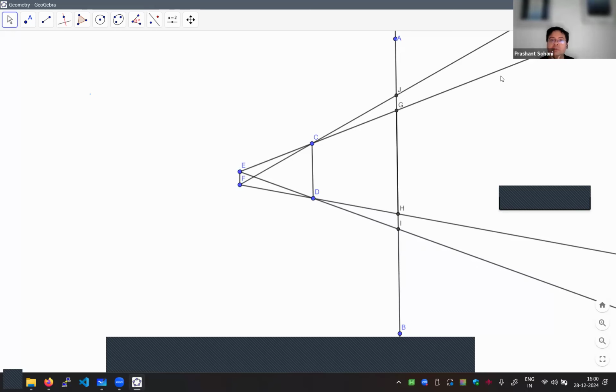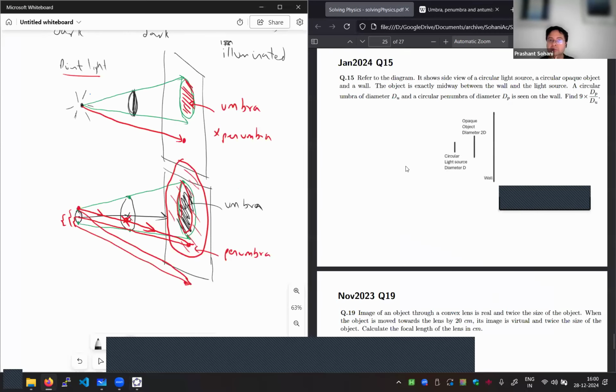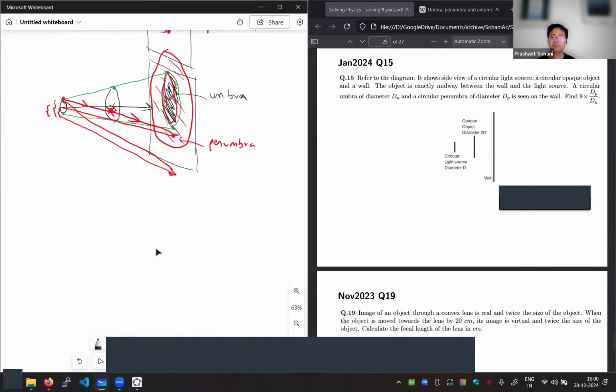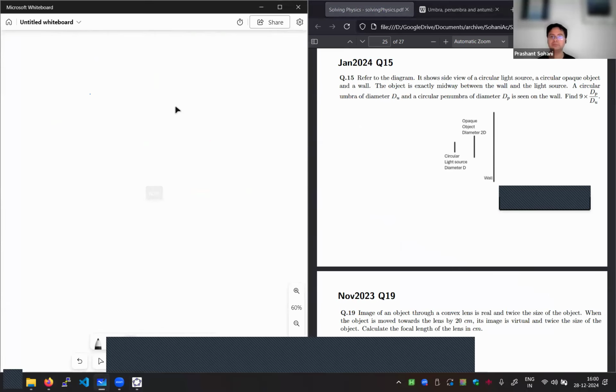Okay. So going back to the questions. Let us see what is happening in this question. Again, this is really just a geometry question, not much apart from that to be applied. Okay, so in this, let us see what the dimensions of the umbra and penumbra are going to be.